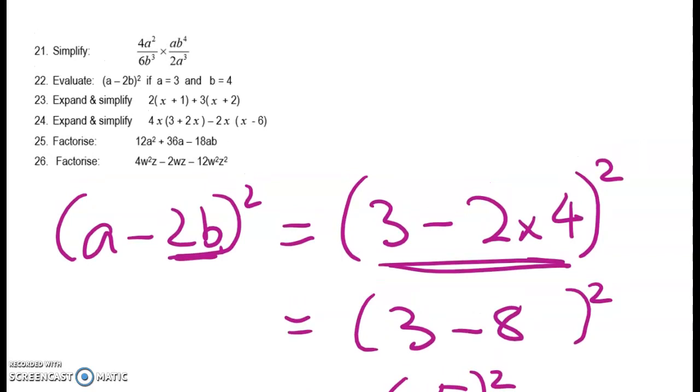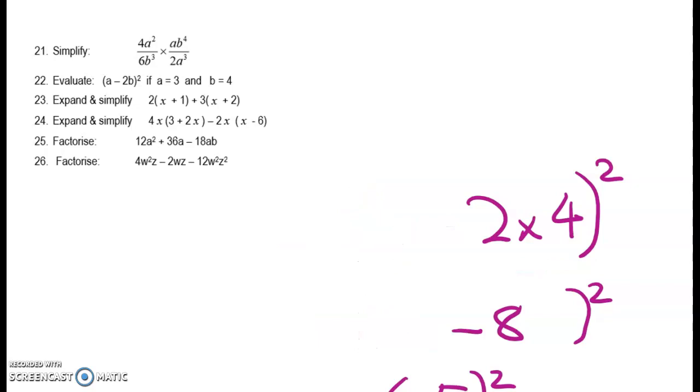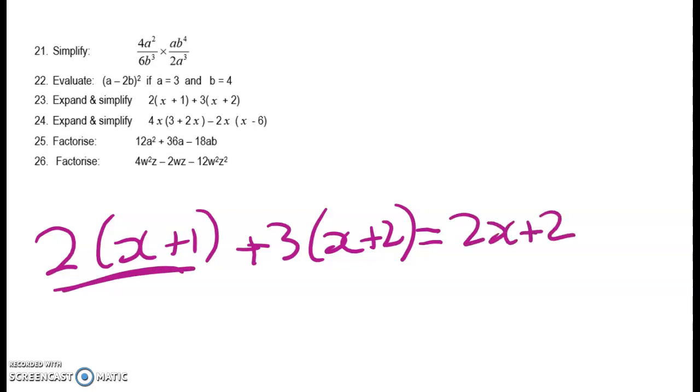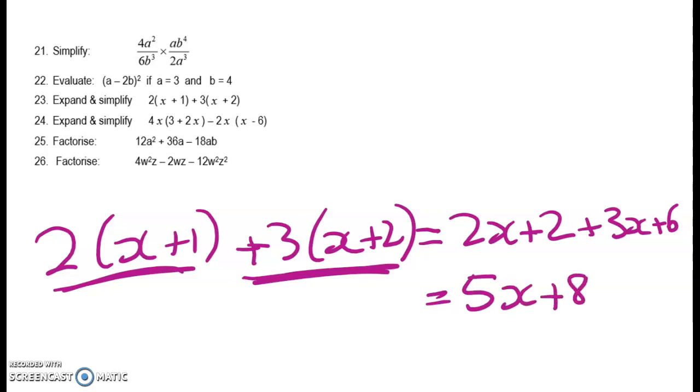Right, now we've got 4 questions that are all about expanding and factorising. With the expanding ones, we have to simplify our answer. So we should be thinking at that point about like terms. So 2 times x plus 1 plus 3 times x plus 2. So expanding out this gives me 2x plus 2 plus 3x plus 6. Now when I collect the like terms, I get 5x plus 8.